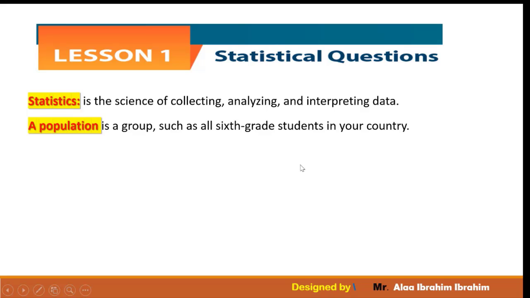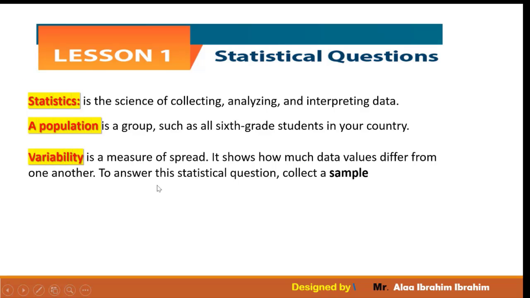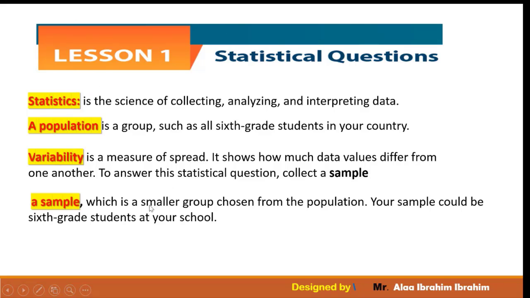Sometimes we call it a sample. A sample is a part of the population. Variability is a measure of spread, meaning the range. It shows how much data values differ from one another. To answer a statistical question, collect a sample. We have to deal with variability, so we collect a sample, like your class, or maybe your family, or something from your population. A sample is a small group, like I told you, chosen from a population. Your sample could be 6th grade students or your school.